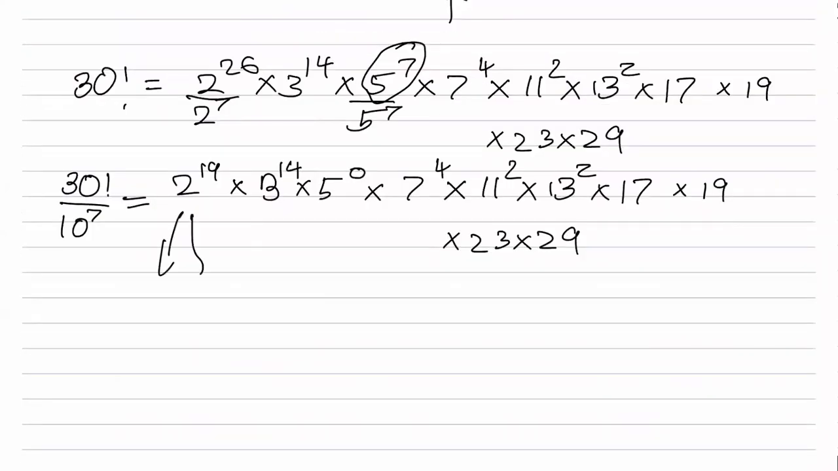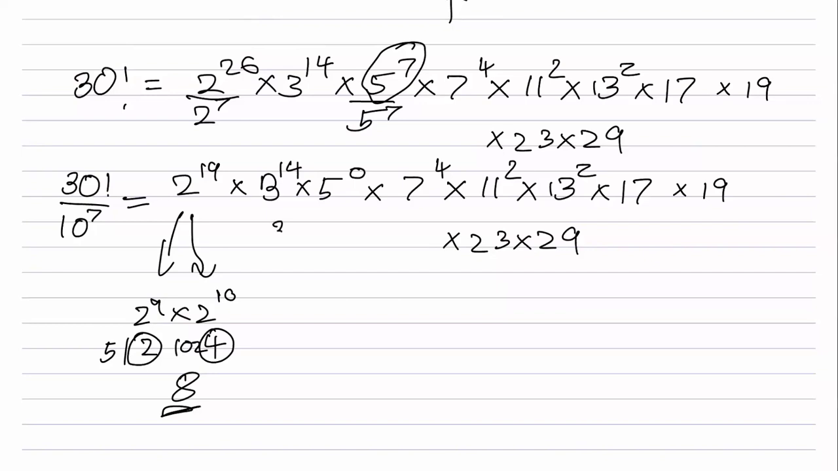2 to the power 19 I can split into 2 to the power 9 times 2 to the power 10, and 2 to the power 9 as 2, and 2 to the power 10 as 4, because 5 and 2. Okay, and 1024. So this will be 8. Okay, we'll keep 8 aside. Then 3 to the power 14. This series will be 3, 9, 27. And after 27, 81. So we are at 1 back again.